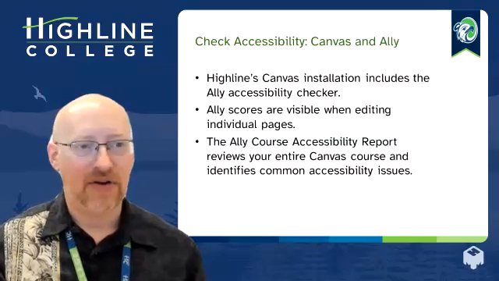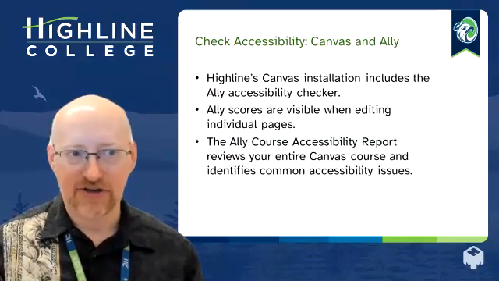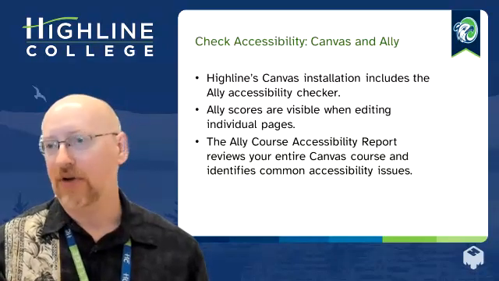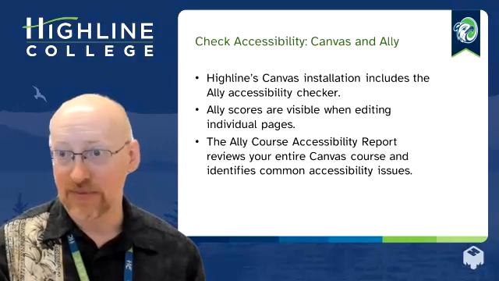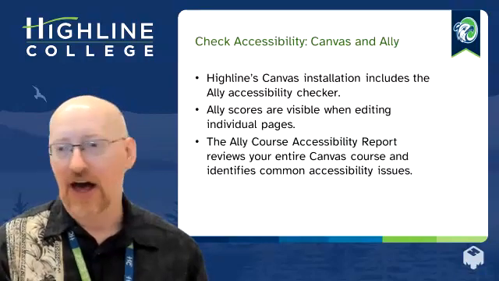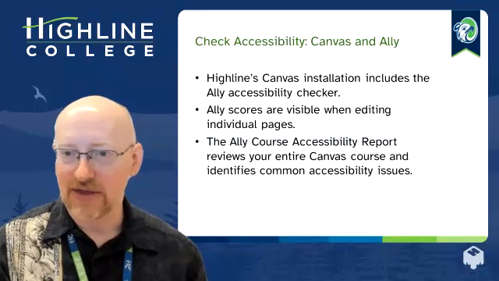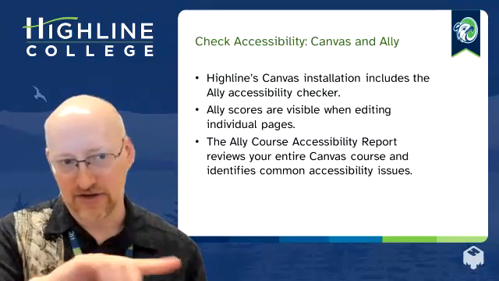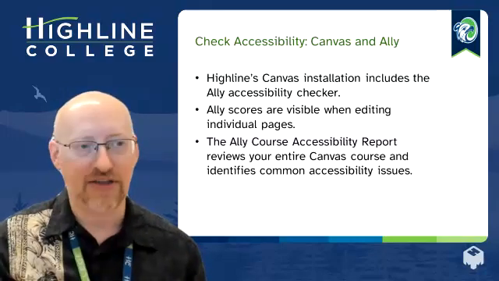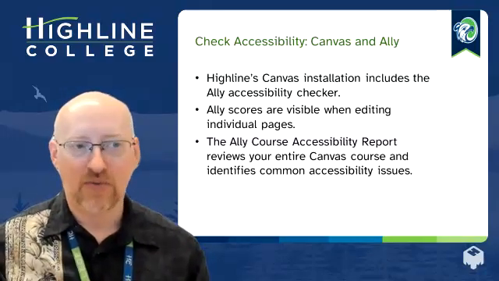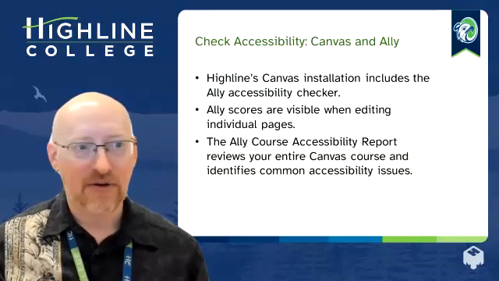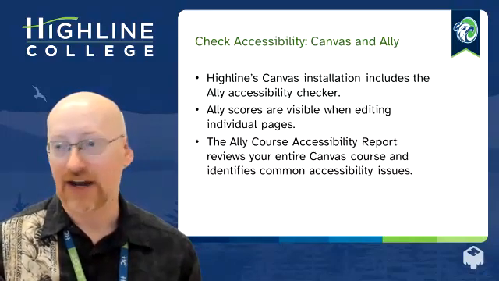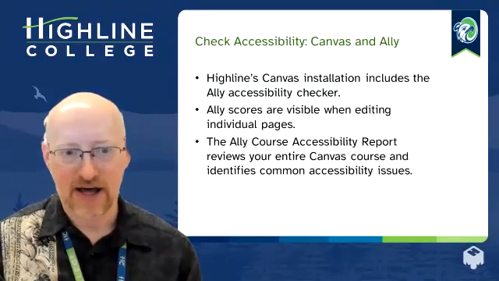We at Highline have also installed an Ally accessibility checker as an add-on tool to Canvas. So Ally scores are visible when editing individual pages, also in other points within the Canvas interface. You may have seen these already. They look like little gas gauges. They start at red and then go up to green, and there's a little arrow pointer on them. These Ally scores are visible when you're editing individual pages, or for each course you have, you can look at an accessibility report for that course, and that'll identify common accessibility issues.